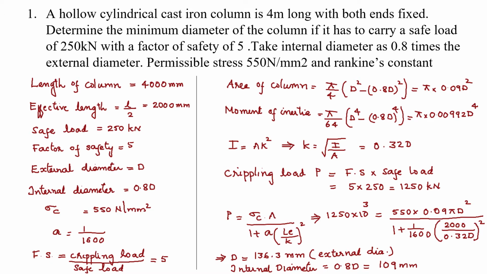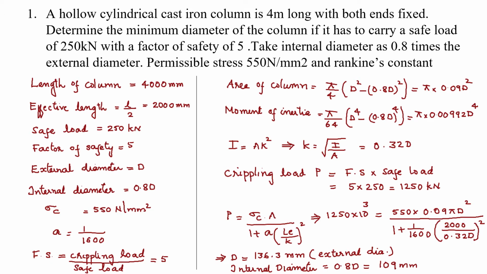First we can write the data given. The length of the column is given by 4000 mm. Effective length for a column with both ends fixed is given by L by 2. Here you should not forget to do this calculation, because in the expression for Rankine's crippling load, pi square EI by L square, we should substitute the effective length. For a column with both ends fixed, the effective length is equal to actual length by 2. So it is 2000 mm here.